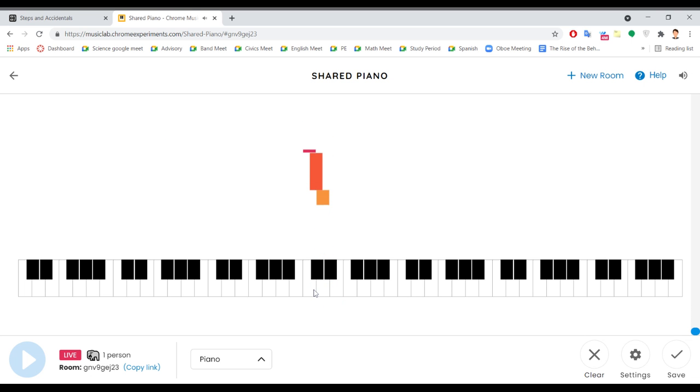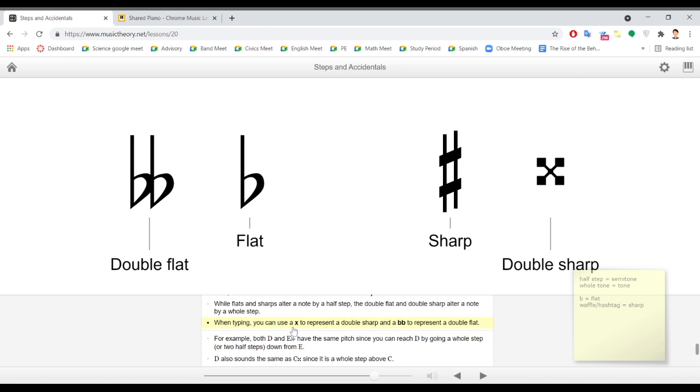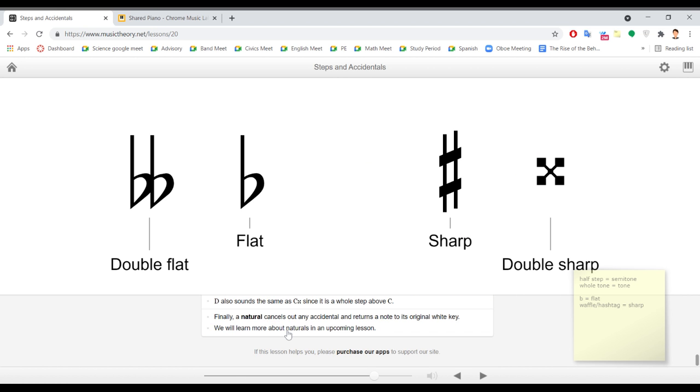And a flat would be the opposite way. If you see C and then a double flat sign, that means you go to the left 2 times. So it'll be going from here to here, then to here. So C double flat would be here, and then C double sharp would be here. Just moving 2 times what the original symbol meant. And yes, when you're typing, you can use X and BB to represent these.